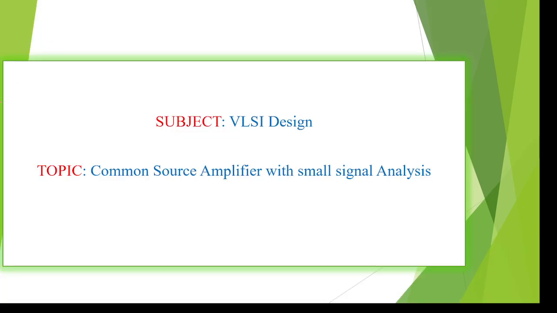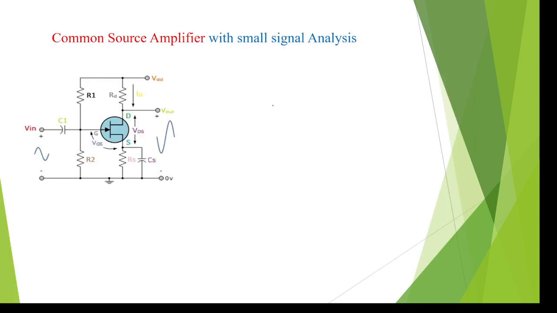Hi, I'm going to explain about the common source amplifier. In a common source amplifier, we know that the source is common for both the input and output side. So then it is a common source amplifier. We know that a FET has source, gate, and drain terminals. So here the source is common for input and output.